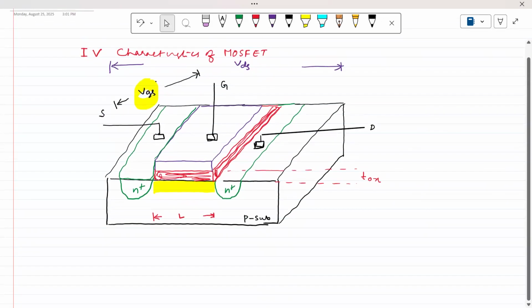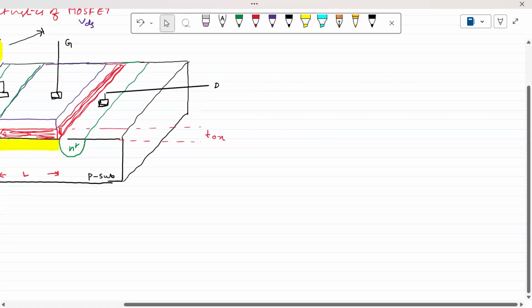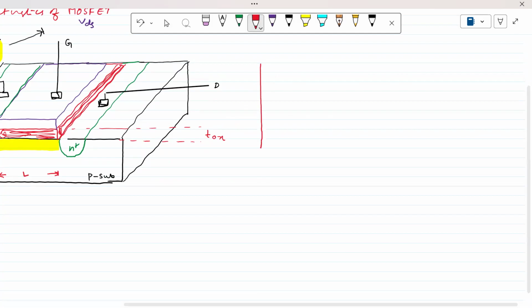As we mentioned previously, once the channel is formed, by applying the potential difference between the drain and source, the carriers will move from source to drain, which means the current flows in the opposite direction. That is, the current will flow from drain to source. We have mentioned this previously, but somehow we have not defined these exact characteristics.